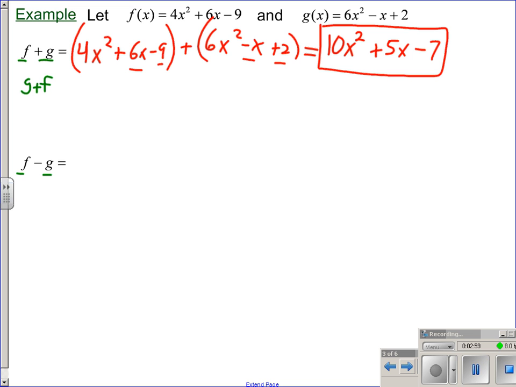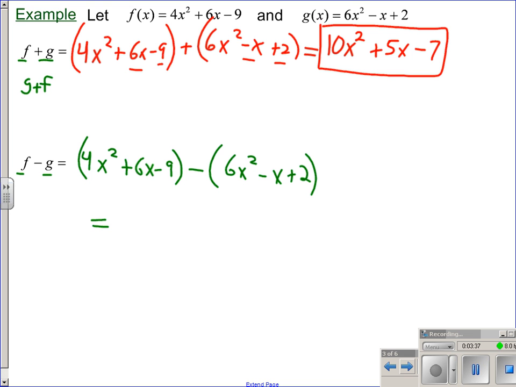So pay special attention to the order in which you're doing things. And there's an extra thing you have to pay attention to with subtraction, and that's why I put the functions in parentheses in the first example. Function f is 4x squared plus 6x minus 9. We are subtracting this whole function g. Putting the parentheses there helps. You are subtracting everything. That means you're going to subtract a 6x squared, you're going to subtract a negative x, you're going to subtract a 2. You have to pay special attention to that. It's an easy mistake to make, so don't.